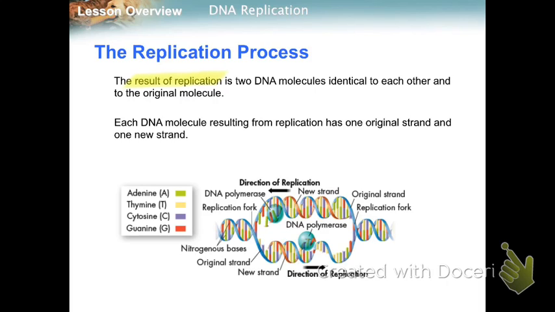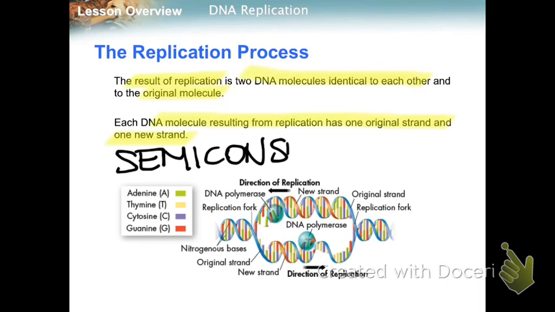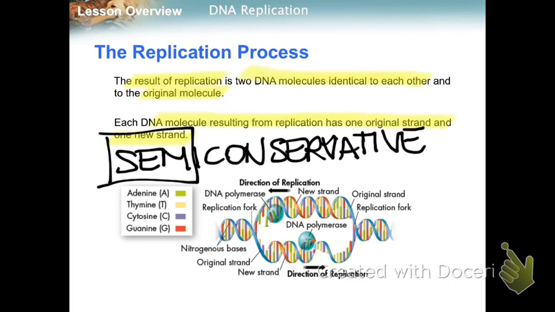The end result is two DNA molecules identical to each other and to the original molecule. Each DNA molecule at the end of replication has one original strand and one new strand. This is called semi-conservative replication. If you conserve something, you keep it the same. You keep it in its original state. So semi refers to half of that new strand is original, and half of it is new.